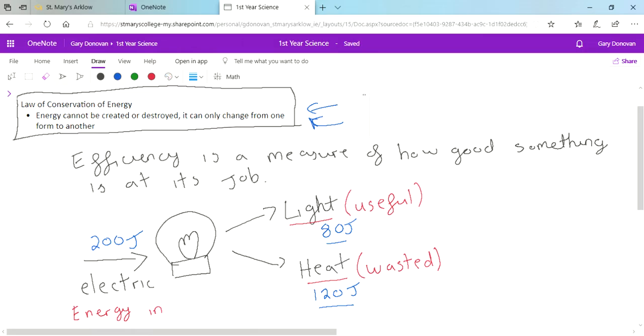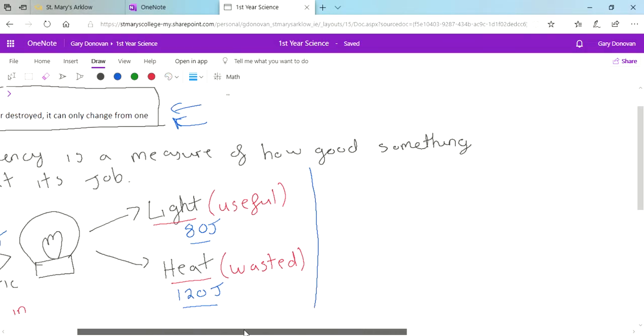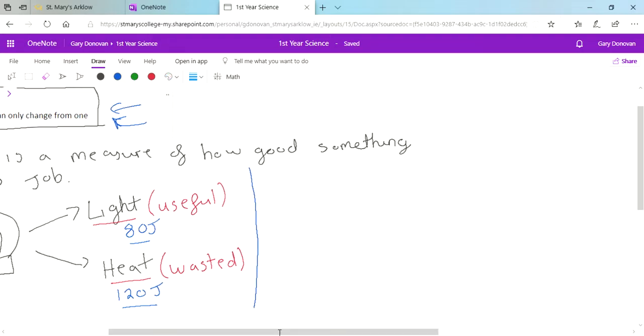Now, how do we calculate the efficiency of its job, or this light bulb? Well, first of all, when you look at it, it doesn't look like it's very good at its job, does it? Because 200 joules are going in and we're only getting 80 joules of light. There's a lot of wasted energy here. But we have an equation to figure out exactly the percentage of wasted energy, and that equation is the equation for efficiency. You want to make sure you take this down in your notes as well.